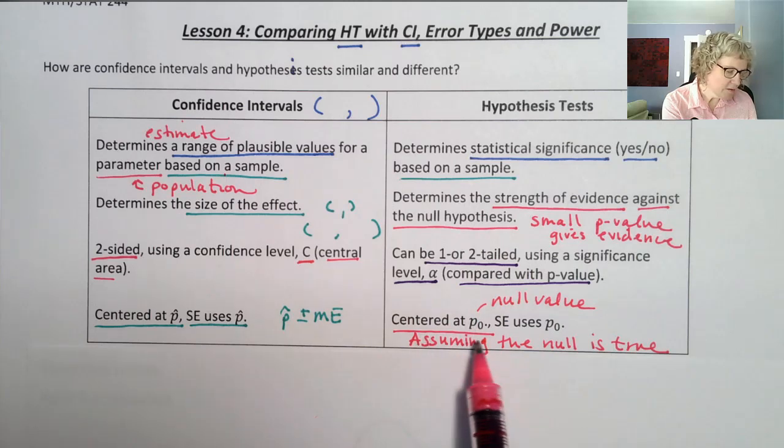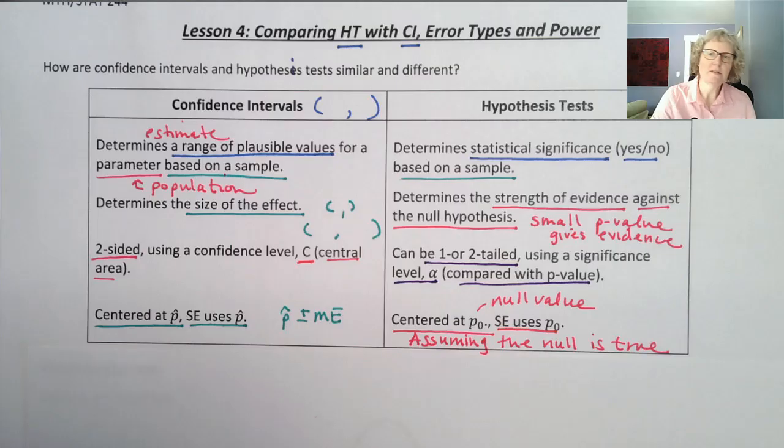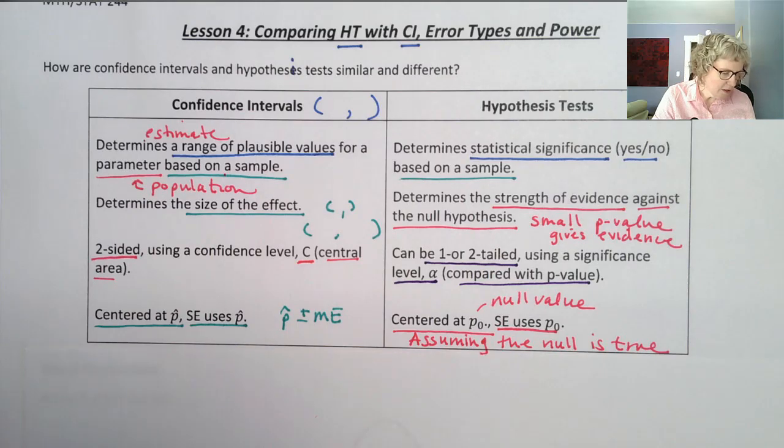And because we're using p0, that is also what we use in the standard error. And so we use that when we're checking the conditions. Same for over here, we use p hat when we're checking the conditions. Here we use p0. And that is in our test statistic formula, which uses p0, the square root of p0 q0 over n. Okay, so I hope that's helpful to get a little overview of how these relate to each other.